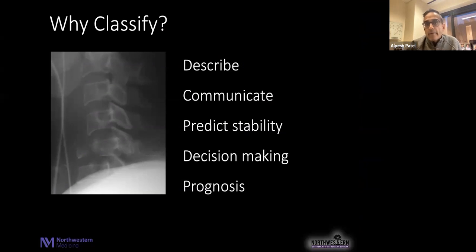So first of all, the why. Why do we classify? As orthopedic surgeons, sometimes it's just the thing we do, right? Why do we classify? It's because we're orthopedic surgeons. We classify everything. But hopefully there's a little bit more purpose to it.